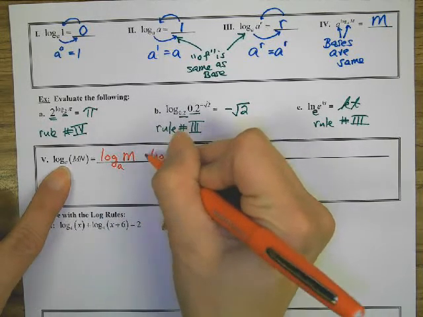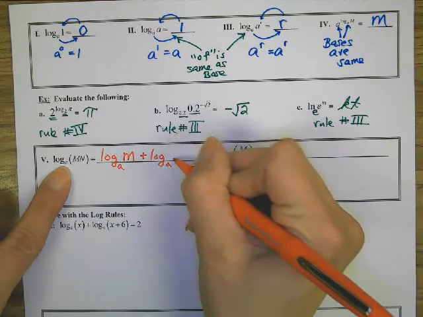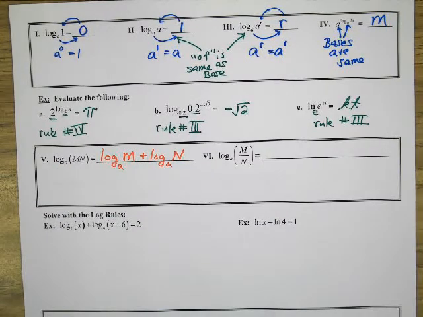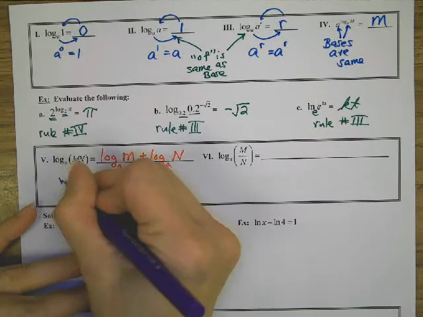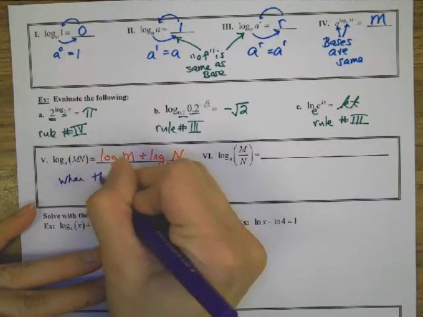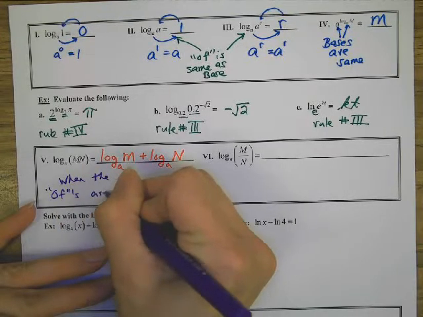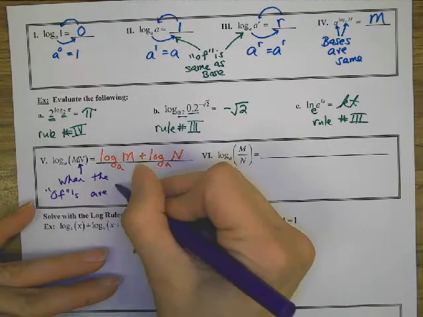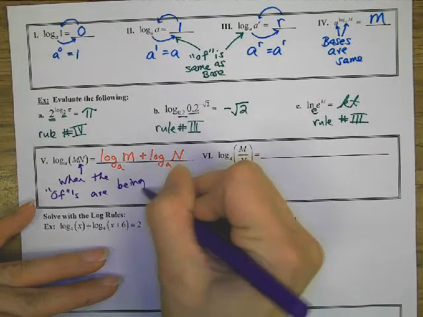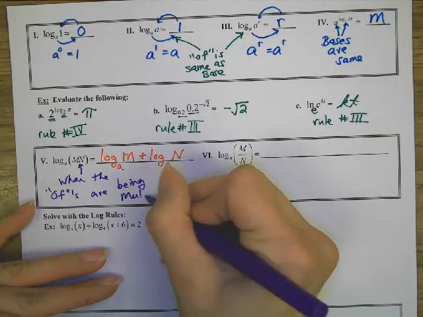Okay, and so what is this rule saying here? Okay, when the ofs are being multiplied, you can go ahead and separate them into 2 logs.